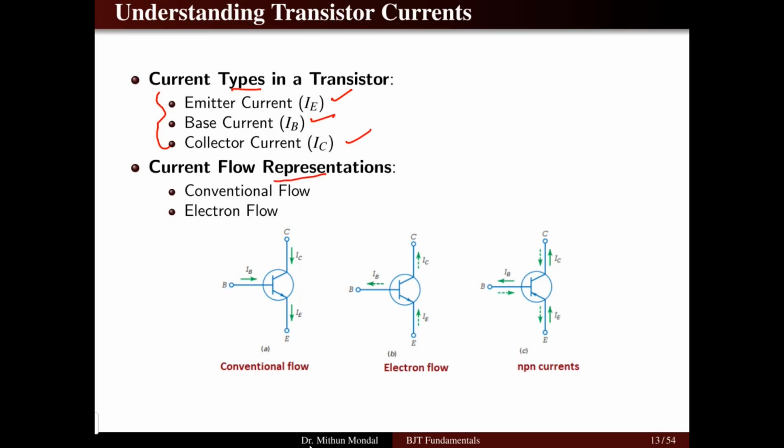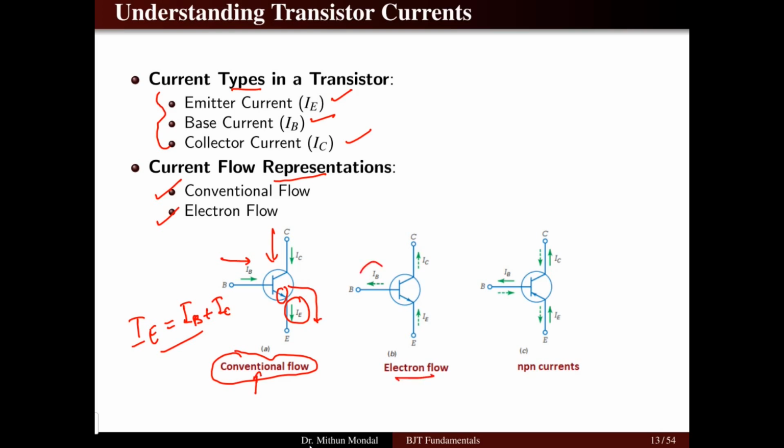So current flow representation can be either the conventional flow direction or the electron flow direction. For the conventional flow, generally we will always have the transistor current as IE is equal to IB plus IC. This is in accordance with Kirchhoff's current law. Now you see the arrowhead of the transistor here. All the current is coming this side, IE, and hence IB and IC should move inside the base. So this is the conventional flow direction.